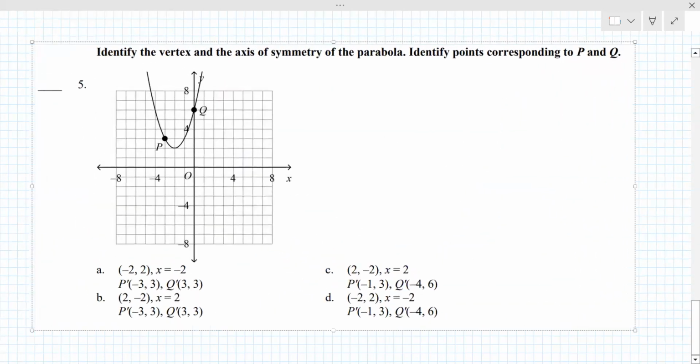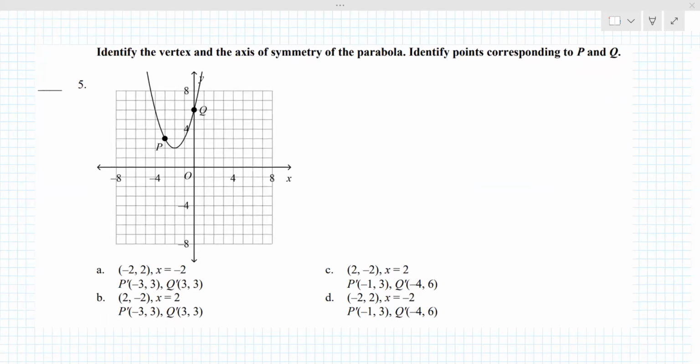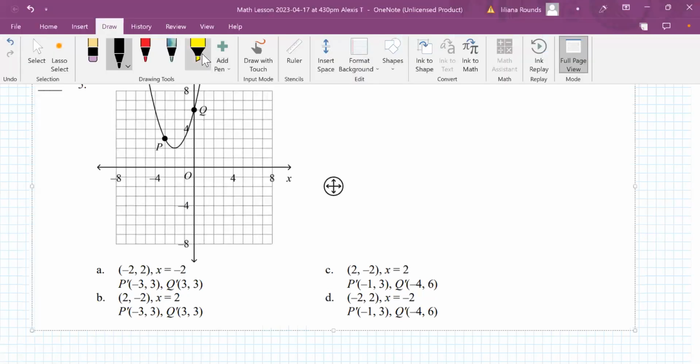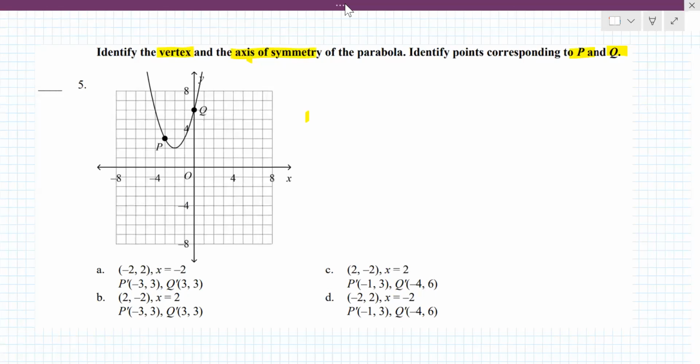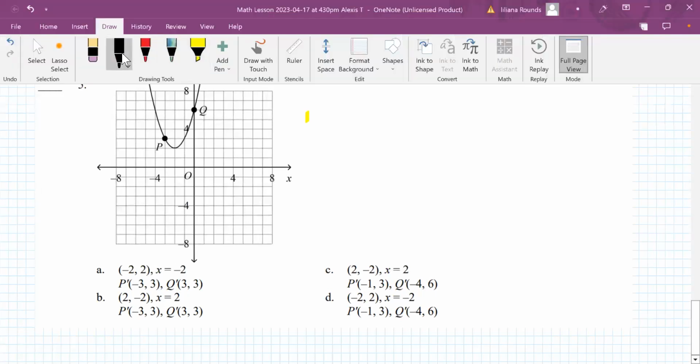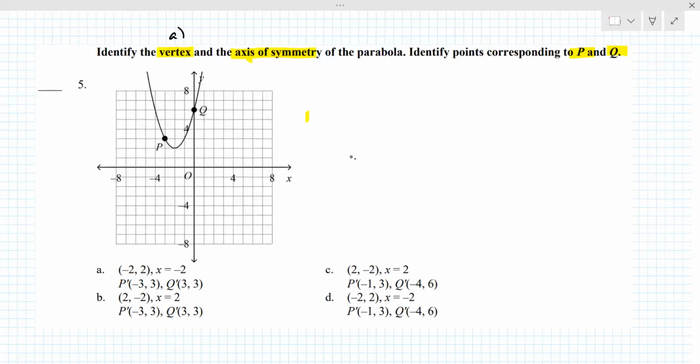All right, could you read the instructions for us, please? Identify the vertex and the axis of symmetry of the parabola. Identify points corresponding to P and Q. Good, good. So this is actually very similar to the kind of stuff you see in your class. You get this sort of like, all right, I got to find the vertex. I got to find the axis of symmetry. I got to identify P. I got to identify Q. There's actually like 4 parts to this question. That's A, that's B, that's C, that's D, right?